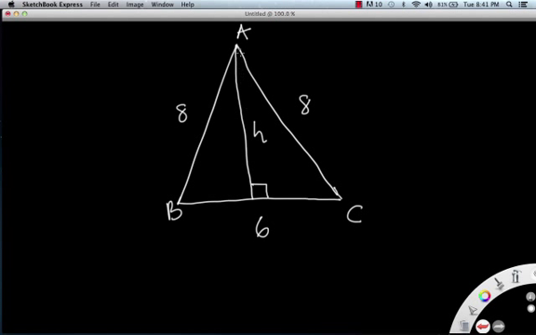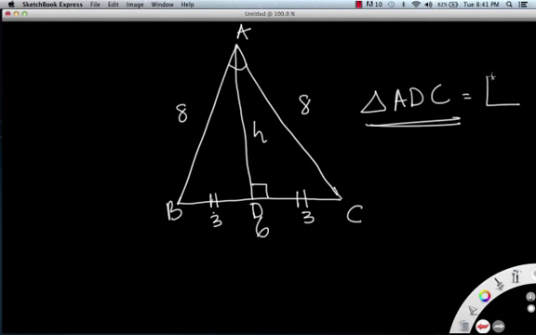So we draw a perpendicular line from the base, which is BC, and extend it all the way to the vertex of the opposite angle, which is A. This line segment divides the base into exactly two equal segments. If you call this D, BD would be 3 and DC would be 3. Now as you see, we have formed a right angle triangle ADC. The problem asks us to calculate the height h of this isosceles triangle, and we can do that by simply applying the Pythagorean theorem to the right angle triangle ADC.